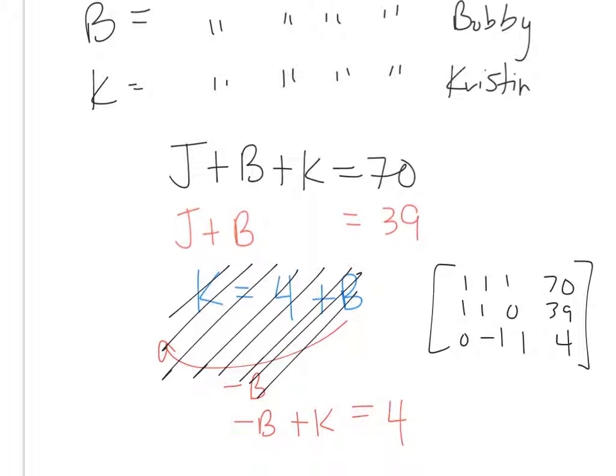Good. Now list out your answers. This is really 1J plus 0B plus 0K is 12. So J is just 12. Listen to me, when you do RREF.